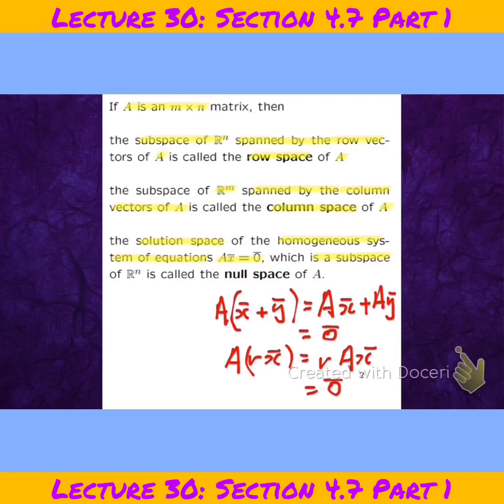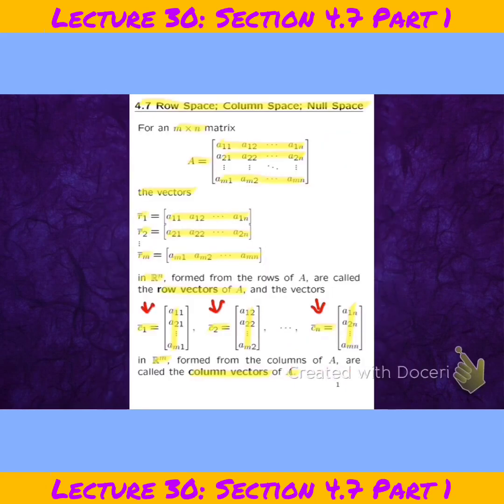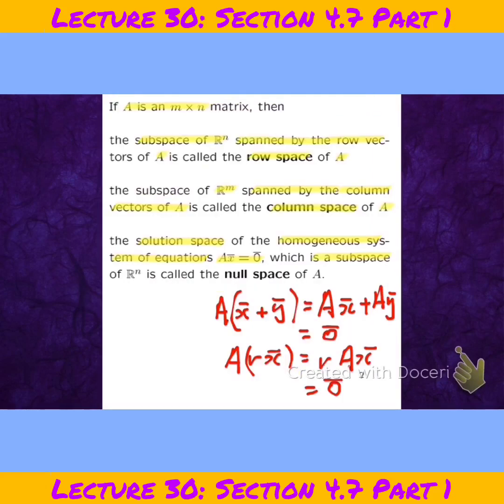So the null space is always a subspace, and it's a subspace of Rn, because there are n columns, and therefore that is called the null space of A. So the null space of A is just the space formed by all the possible solutions to that homogeneous linear system.